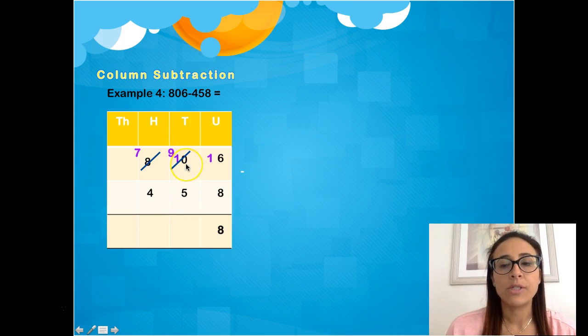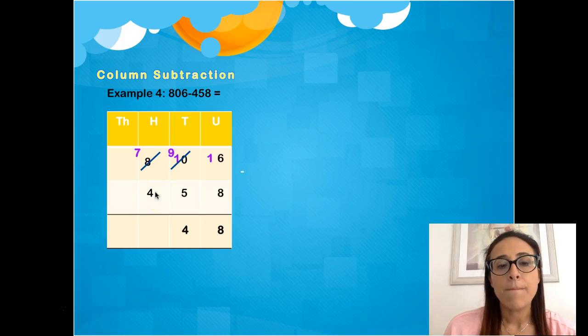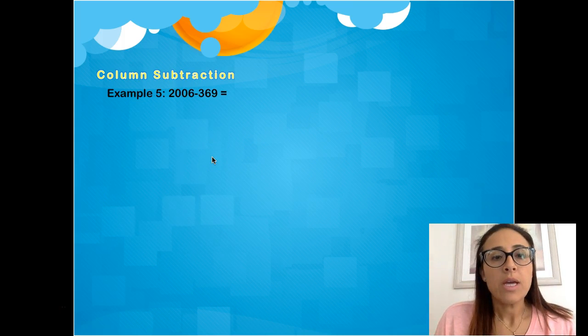9 is bigger than 5, so we can subtract that number. 9 minus 5 is 4. And again, 7 is bigger than 4, so we can simply subtract those numbers. 7 minus 4 is 3. 806 minus 458 is 348. And now for our final example.